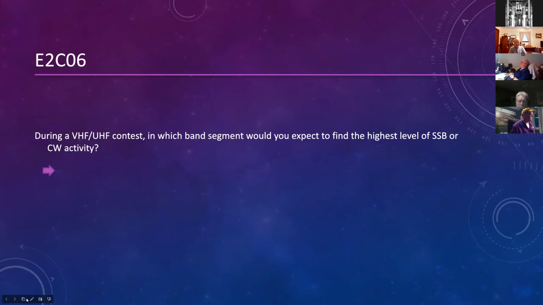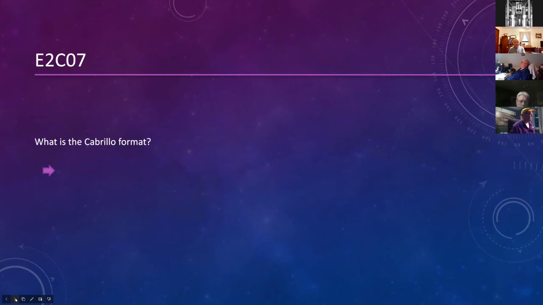During a VHF UHF contest, in which band segment would you expect to find the highest level of single sideband or CW activity? In the weak signal segment of the band with most of the activity near the calling frequency. What is the Cabrillo format? Standard for submission of electronic contest logs. I'm assuming that that's a Spanish pronunciation on that. I don't know. Maybe it's Cabrillo, but I've always said Cabrillo.